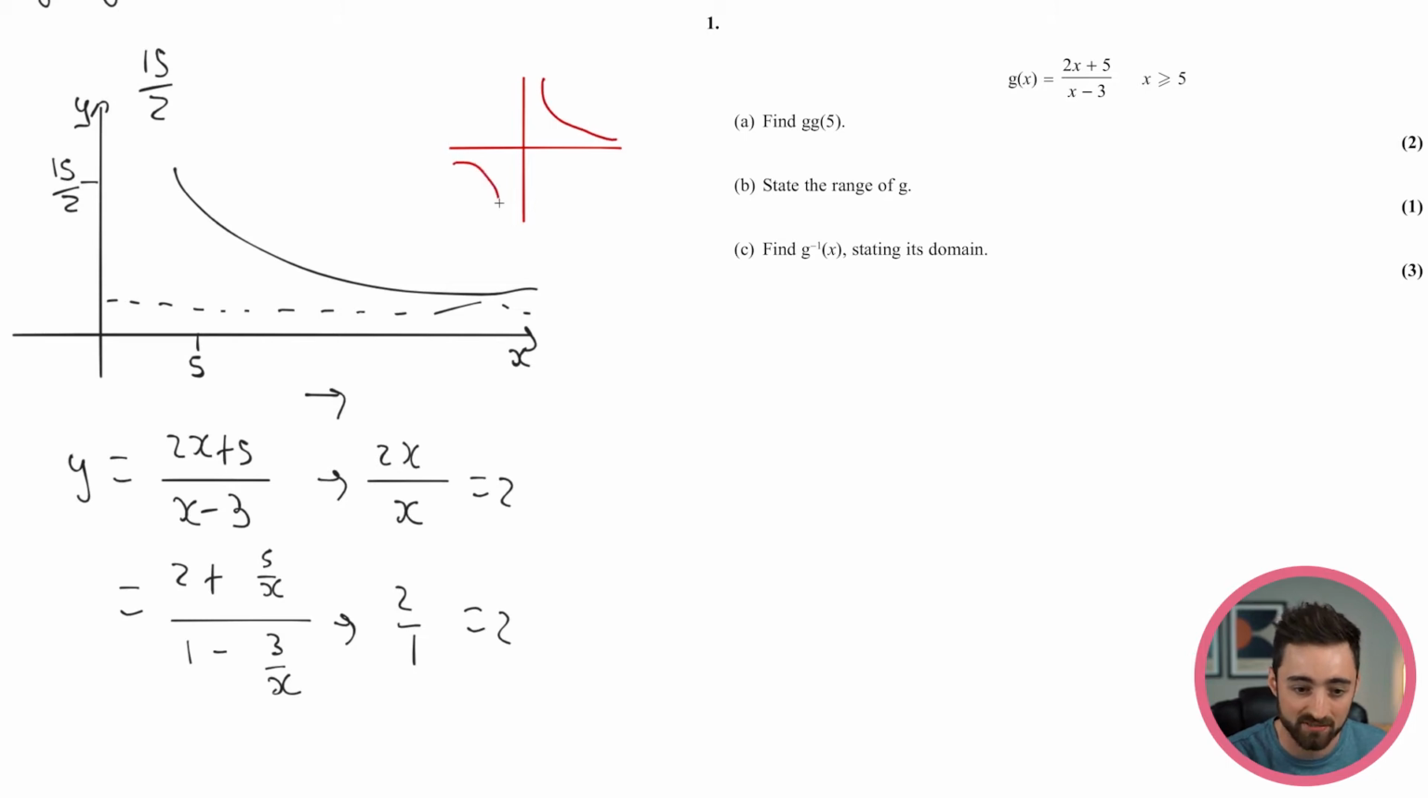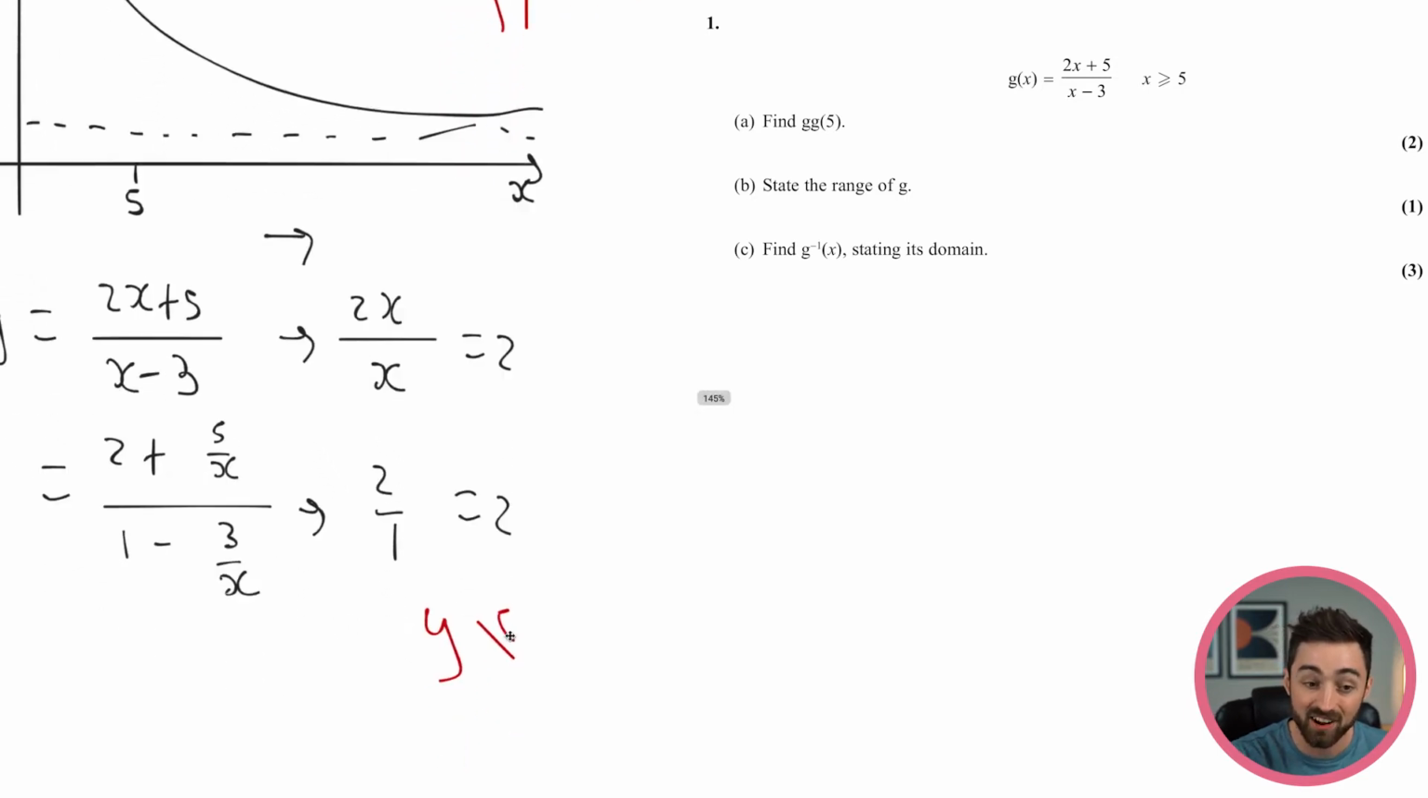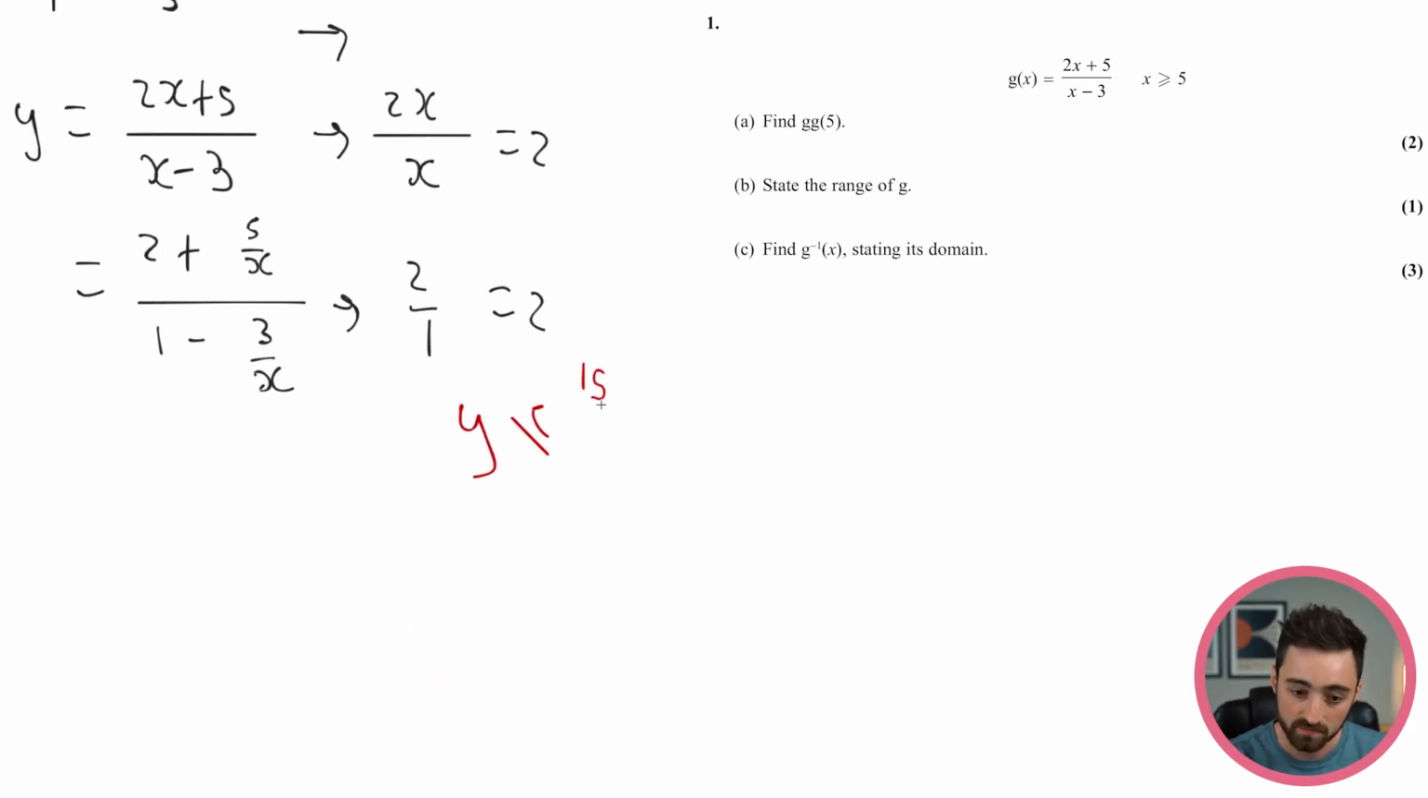And essentially what happens is you have these different chunks of it. You have a vertical asymptote, at which it's going to be discontinuous, it's going to jump. But then if you zone in on a single chunk, as we do here, it's only either decreasing or increasing, isn't it? Meaning that if it starts at 15 over 2 and ends at 2, it's not going to jump in between there, it's going to just go all the way down. So essentially, y here, we know it can equal 15 over 2 because it does when x equals 5. So it's going to be less than or equal to 15 over 2.